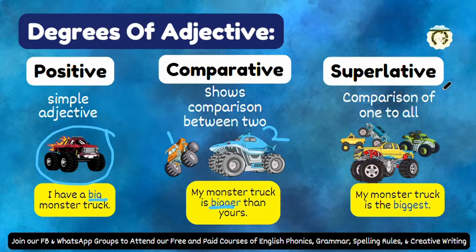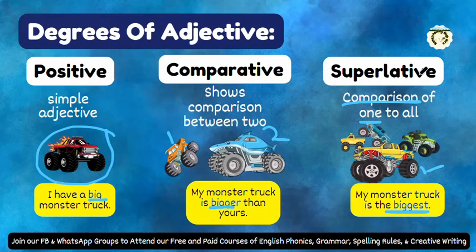Then we have the superlative form of adjectives. It is the comparison of one to all. My monster truck is the biggest, right? Now, this monster truck is the biggest because all the other monster trucks are smaller than this one. So, positive means you have only one thing, comparative means you are comparing two things, superlative means you are comparing one thing to all the others, right?